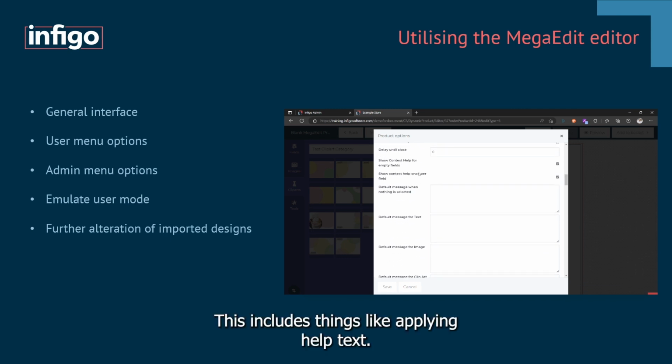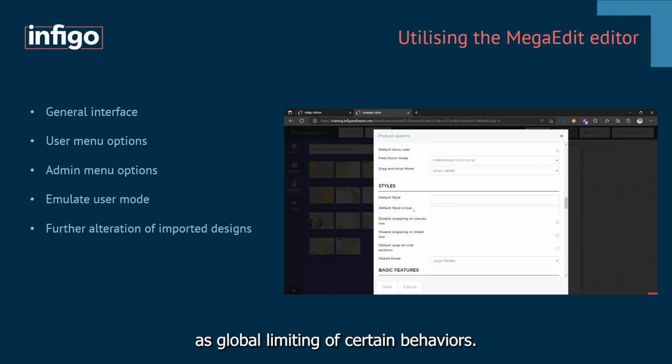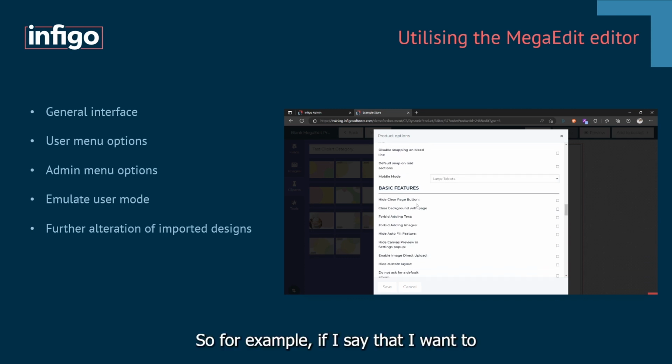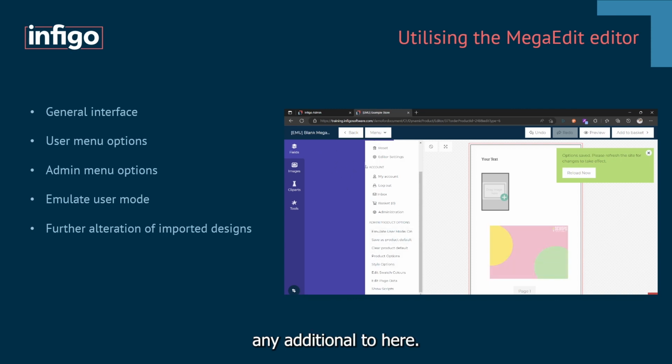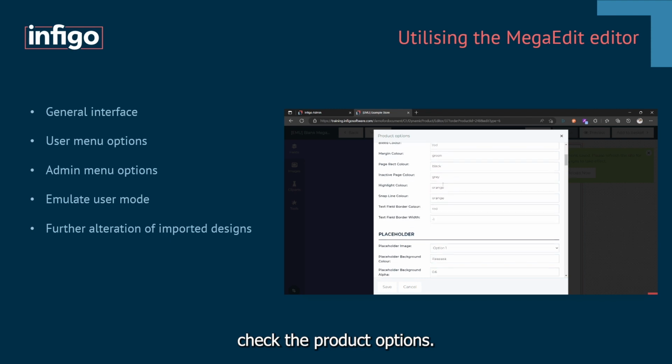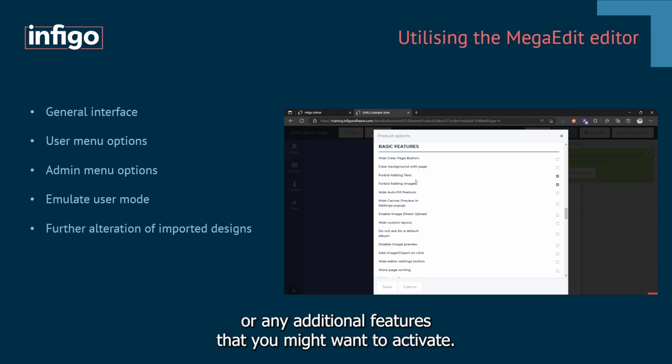This includes things like applying help text. It includes things such as global limiting of certain behaviors. So for example, if I say that I want to forbid adding text or images, that fields option is now empty. So any user can now not add any additional fields to here. So do be aware of that. You will just need to check the product options if there's anything you want to limit on a global level or any additional features that you might want to activate.